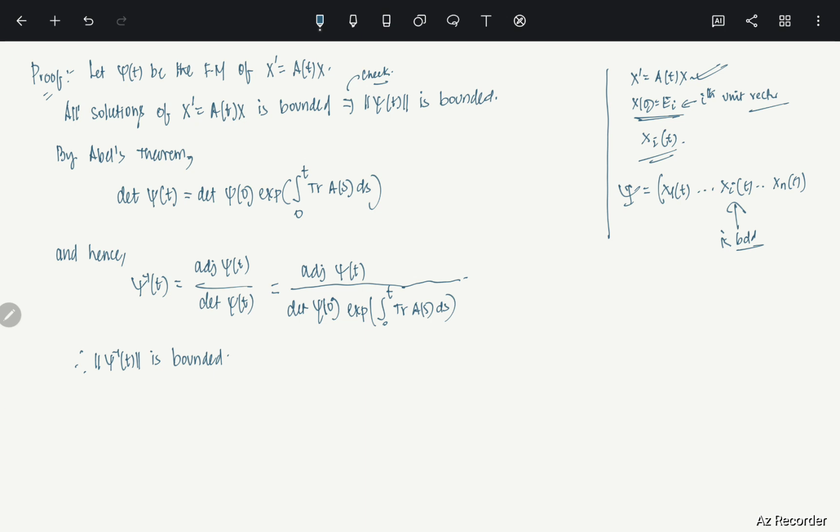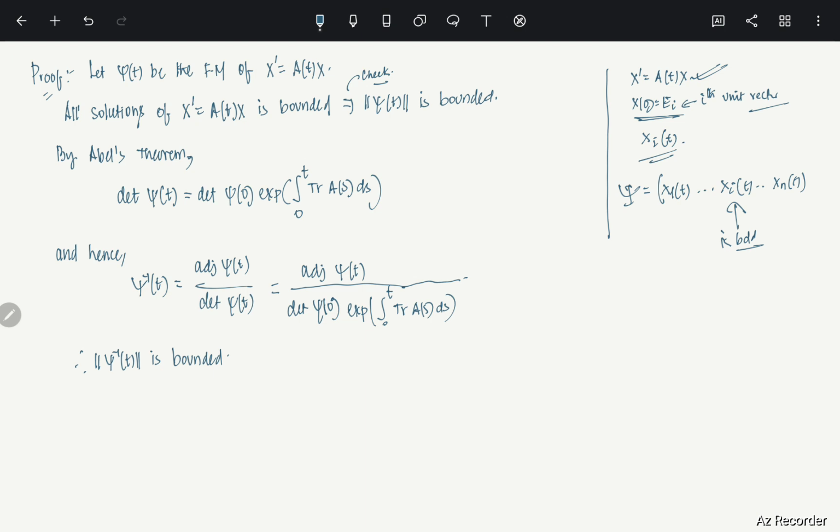So this part is fine. What we proved is this: if all solutions of the system x prime equals A(t) times x are bounded, then the fundamental matrix is going to be bounded. Of course, it means that the norm is bounded essentially, and the norm of phi inverse is also bounded.